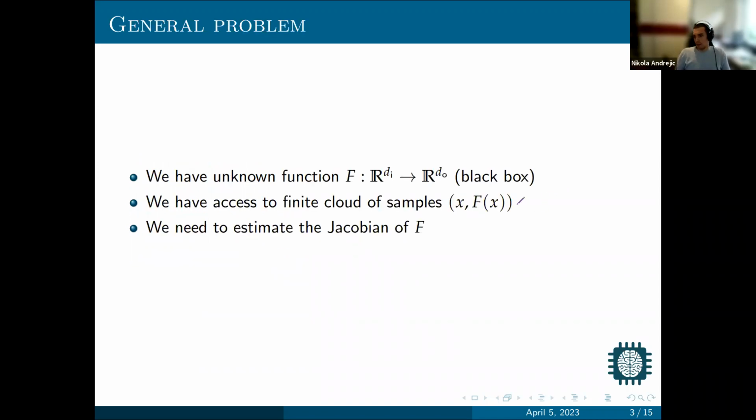So what is the general problem? We have an unknown function f that in general can be multivariate and also have an output of dimension d. So essentially it takes d_i real inputs and produces d_o real outputs. And we can refer to this function as a black box. And besides that, we have access to a finite cloud of samples, that is a set of pairs x and f of x. And that's the only access to f that we have. And we need to estimate the Jacobian of f.